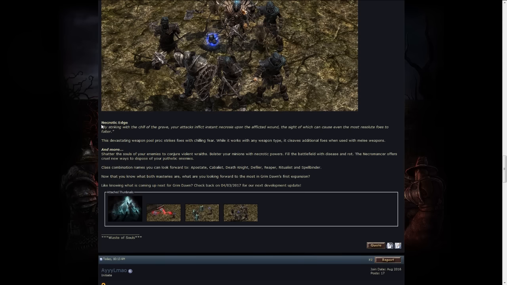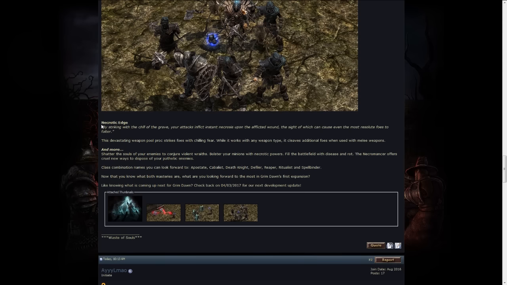So class combinations. We have the Apostate, the Cabalist, the Death Knight, the Defiler, the Reaper, the Ritualist, and the Spellbinder. So we know the Ritualist is going to be the Inquisitor combination. I would assume Spellbinder is the Arcanist combo. It's kind of interesting how the Nightblade Arcanist is Spellbreaker, and I think the Arcanist Necromancer is the Spellbinder.